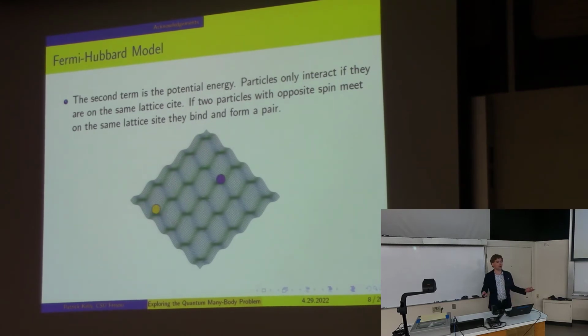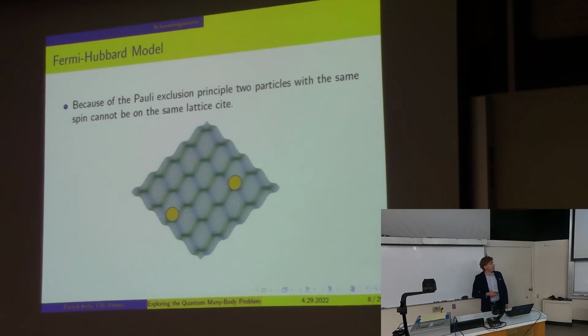You could imagine more complex Hamiltonians where you have extended interaction, but that's not what we're studying. This is the most simple thing you can imagine that still has interaction. And because of Pauli exclusion, if two particles with the same spin meet up, they can't, because they can't both be in the same state at the same time. So that's what I'm trying to visualize here.